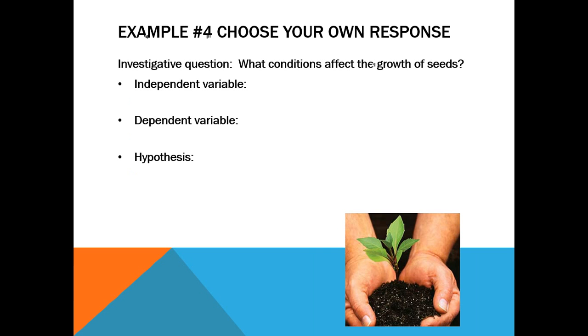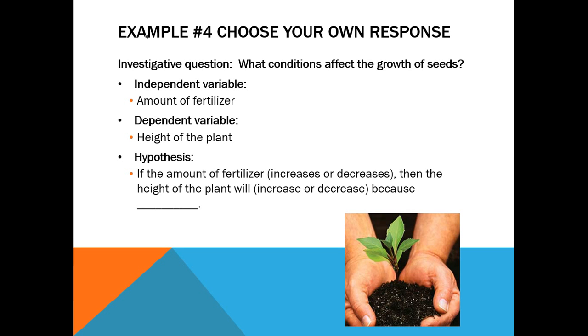Example number 4 is another choose your own response. The investigative question is, what conditions affect the growth of seeds? One possible independent variable for this might be the amount of fertilizer that's given to the plant. As a dependent variable, an investigator could measure the height of the plant. So a possible hypothesis might sound like, if the amount of fertilizer increases or decreases, then the height of the plant will increase or decrease because.